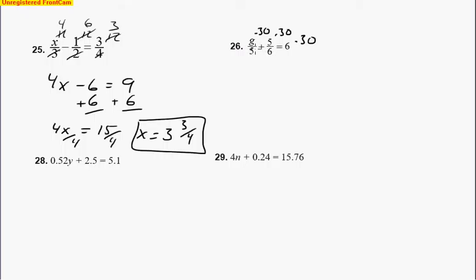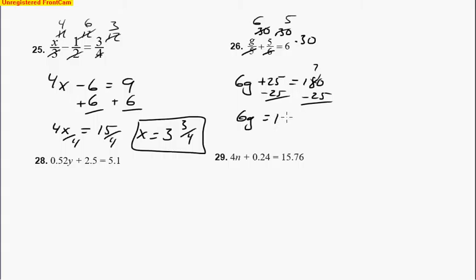So 5 goes into 30 6 times, so that becomes 6g. 6 goes into 30 5 times, so that becomes 25, and you've got to multiply the 30 by the 6 here, and that's going to give us a big number of 180. So I'll go ahead and subtract the 25 from both sides, leaving me with 6g equals, and then you've got to borrow a little bit. And so you end up with a 1, 5, and a 5.